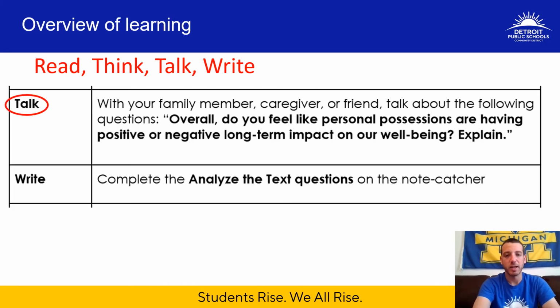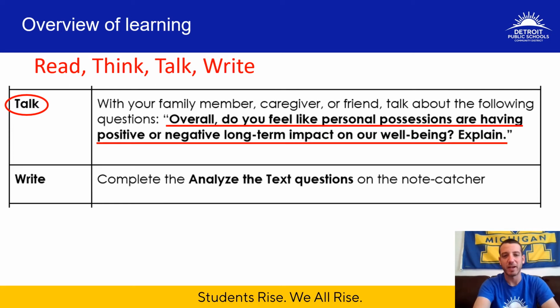For the talk section today, you're going to talk about the following question. Overall, do you feel like personal possessions are having a positive or negative long-term impact on our well-being? Explain. So this is your personal opinion. Think about all the possessions that you own. Do you feel like these possessions are having a positive or negative long-term impact on our well-being as a society? But you can think about your own well-being.